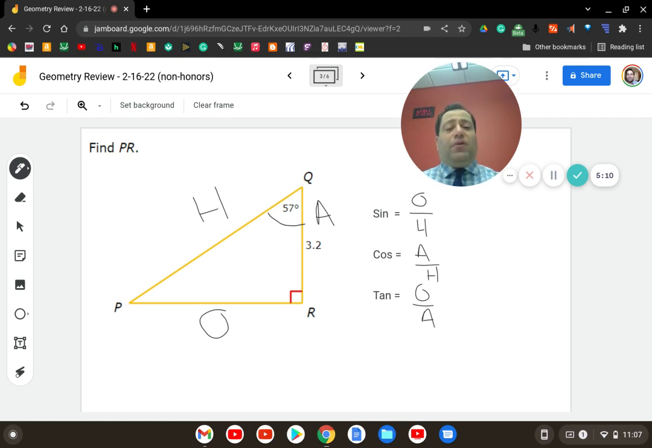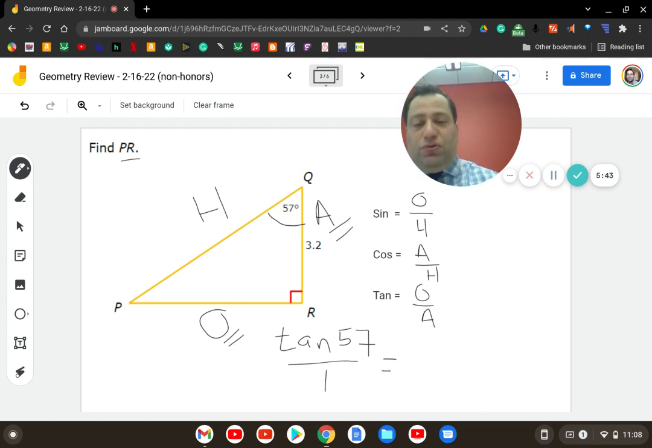Based upon what I know about this problem, I'm trying to find the side PR. PR is opposite my reference angle. I know one of the legs is 3.2. That is the adjacent side. Opposite over adjacent is equal to tangent. So if we use the tangent function, so tangent of my reference angle, 57, over 1 is equal to x over 3.2.